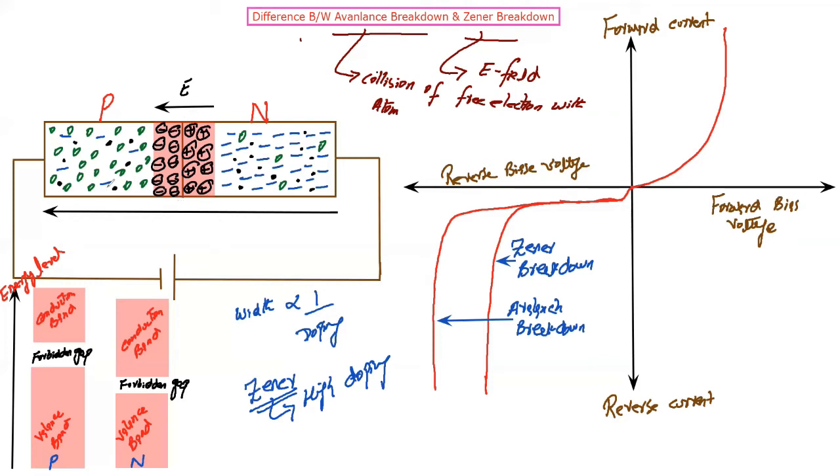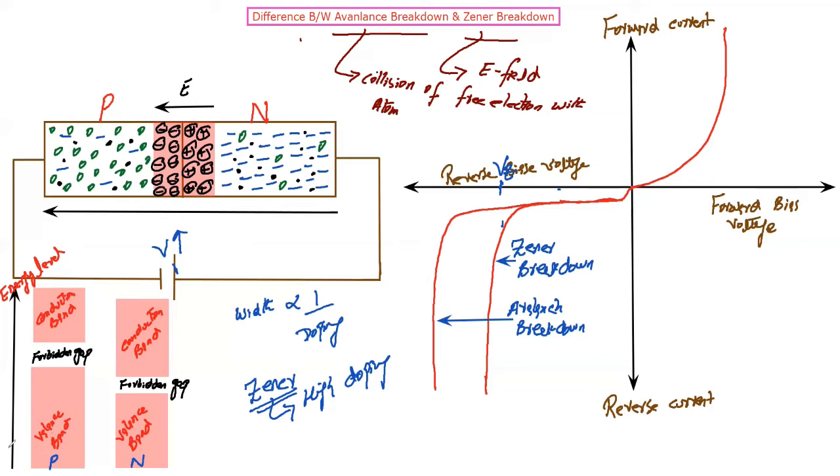So the phenomenon of Zener breakdown occurs in a very thin depletion region. When we apply reverse voltage across this Zener diode and increase this reverse bias voltage, the narrow depletion region starts generating a strong electric field. When the applied voltage reaches close to the Zener voltage, in this case this will be the Zener voltage, the electric field becomes strong enough to pull electrons from their valence band.